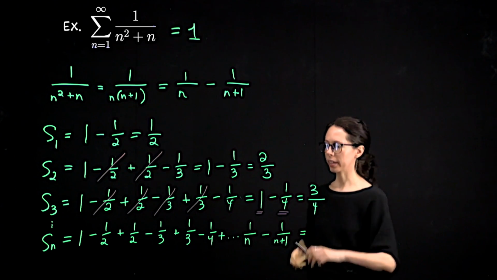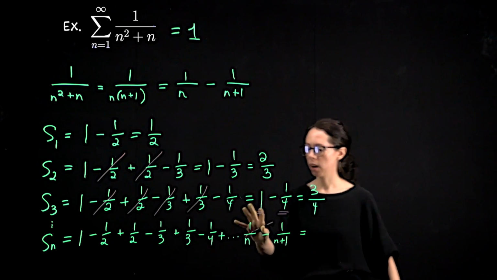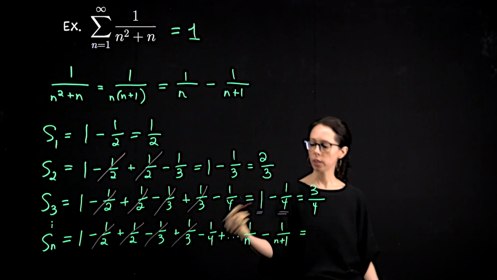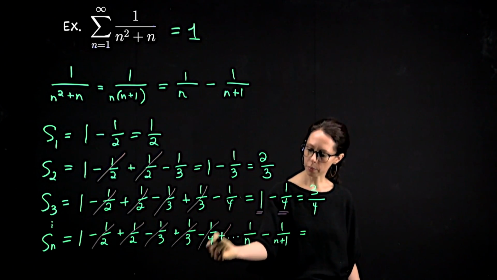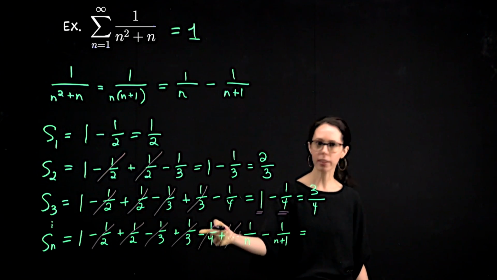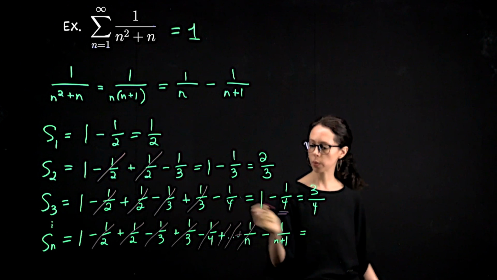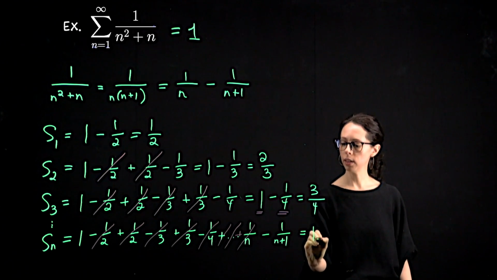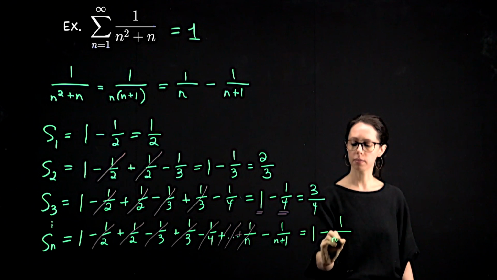Again, with our pattern recognition, we know what's going to happen here. All of the interior terms cancel. We see that literally with the first few. Then we trust this negative 1 fourth will cancel with a positive 1 fourth. And then there's going to be a negative 1 over n from the previous term that cancels with this 1 over n. And that leaves us with just two things, 1 and a negative 1 over n plus 1.